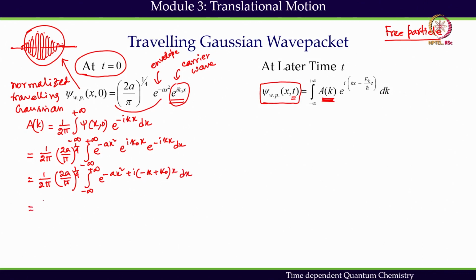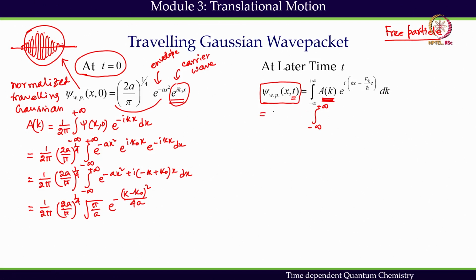The standard Gaussian integral will give me pi by a e to the power minus k minus k naught whole square by 4a. And if this is ak, then I'll be able to plug this in here and get the wave function. For ak, I'll write down the constants first.